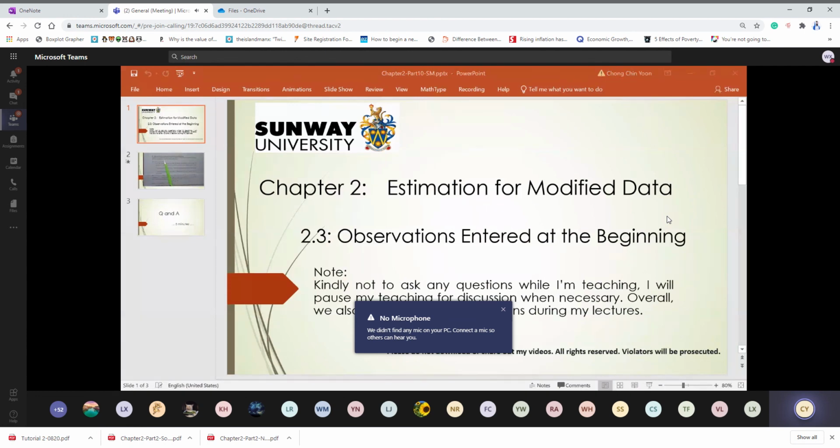Okay, before we go to the next, there is another section now, class. It talks about when you have some observations entered at the beginning. Maybe after I take the attendance, then we continue from these two. So you give me about 5 minutes. Let me take the attendance.